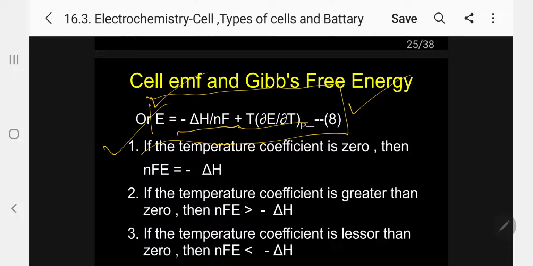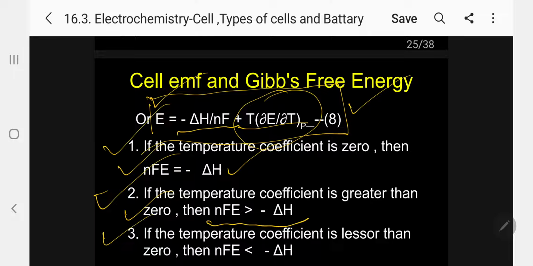If the temperature coefficient is 0, then nFE equal to minus delta H. Kindly follow. nFE equal to minus delta H. If the temperature coefficient is greater than 0, then nFE is greater than minus delta H. If the temperature coefficient is lesser than 0, then it is lesser than minus delta H. So three important conditions you must keep in mind.